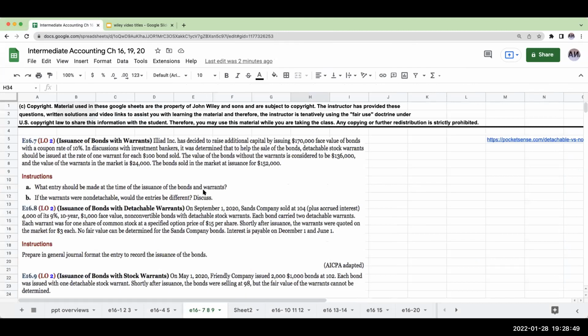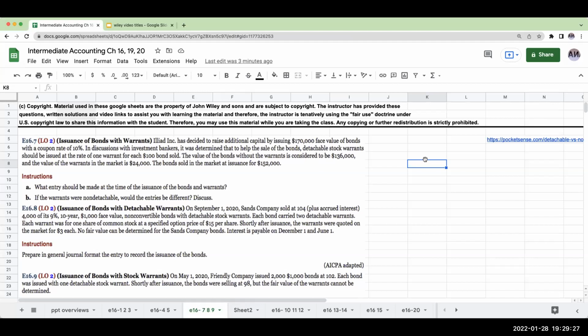So when we're looking at exercise 16.7, Elliott has decided to raise additional capital by issuing $170,000 face value of bonds with a coupon rate of 10%. In its discussion with investment bankers, it was determined that to help the sale of the bonds, detachable stock warrants should be issued at the rate of one warrant for each $100 bond sold. The value of the bonds without the warrants is considered to be $136,000, and the value of the warrants in the market is $24,000. The bonds sold in the market for $152,000.